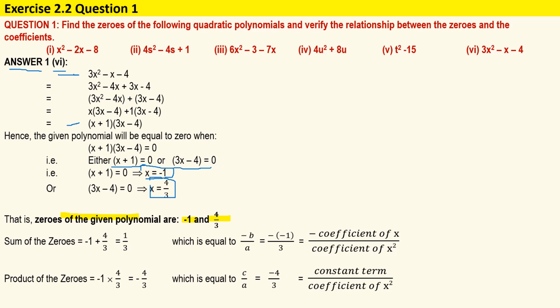So let's now do the verification. Sum of the zeros that we just found will be equal to minus 1 plus 4 by 3, which is equal to 1 divided by 3, which is equal to minus b by a. Similarly, product of the zeros will be minus 1 multiplied by 4 by 3, which is equal to minus 4 by 3, which indeed is equal to c by a.